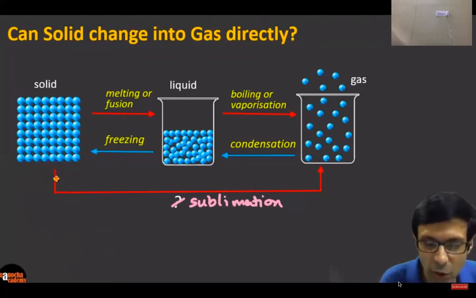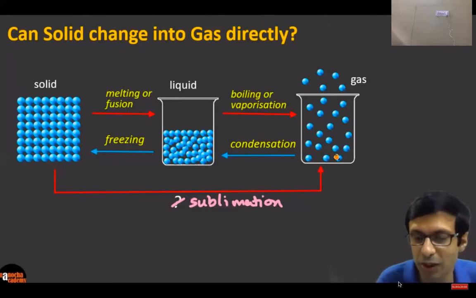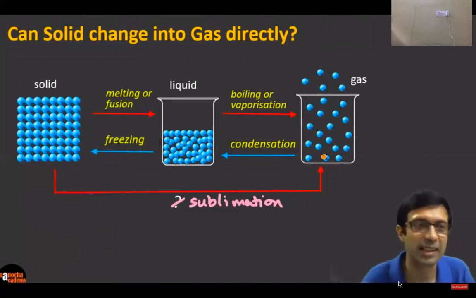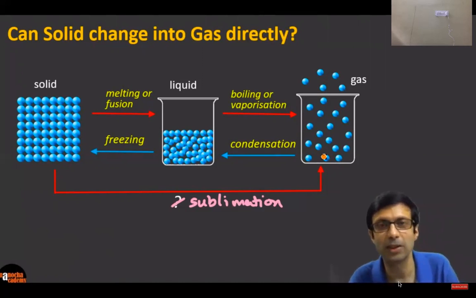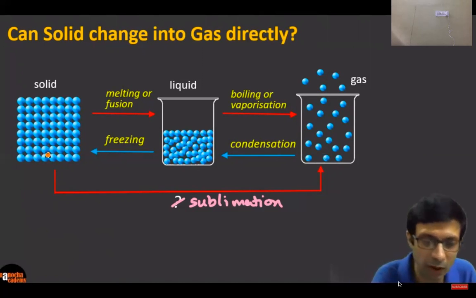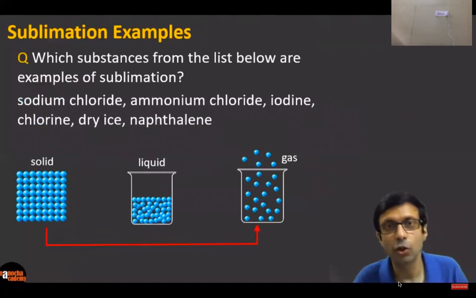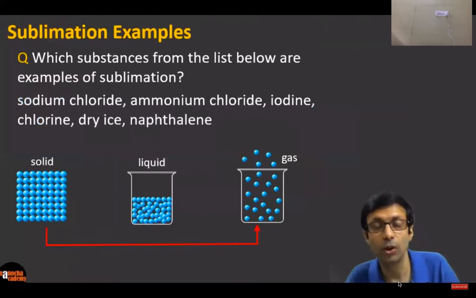So let's say this is a solid. It directly goes into a gas state. And that process is known as sublimation. Excellent. That's the right answer. So remember this important term. It is possible for a solid to go to gas. And that's called sublimation. Okay. So guys, you need to learn the important substances that show sublimation. So I have a question here for you. So which out of these substances, so let's go one by one.